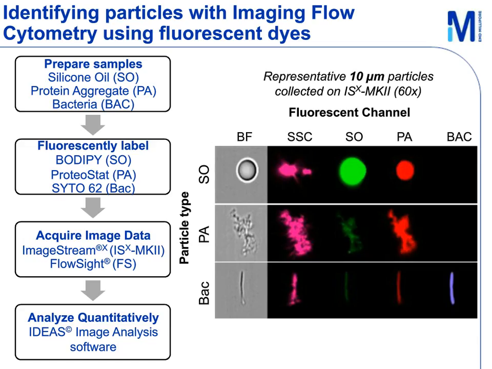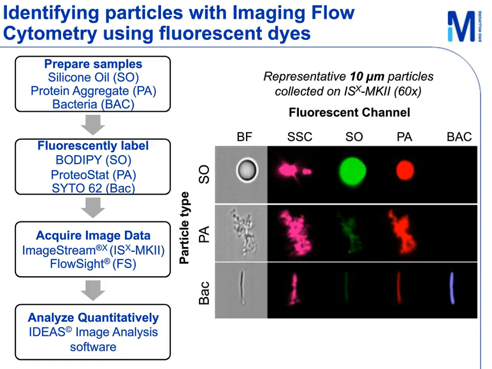For each particle, five images are shown, which from left to right are the bright field, the side scatter, BODIPY, Proteostat, and Cyto images. If you inspect these images, you can see that each fluorescent probe is indeed specific to its intended target, meaning that the silicone oil droplet is mainly positive for green BODIPY stain, the protein aggregate is mainly positive for red Proteostat stain, and the bacterium is mainly positive for purple Cyto stain. However, the identity of these 10 micron particles is also relatively clear from the bright field imagery. The real question is, does this fluorescent labeling help identify particles which are difficult to distinguish using bright field imagery alone?